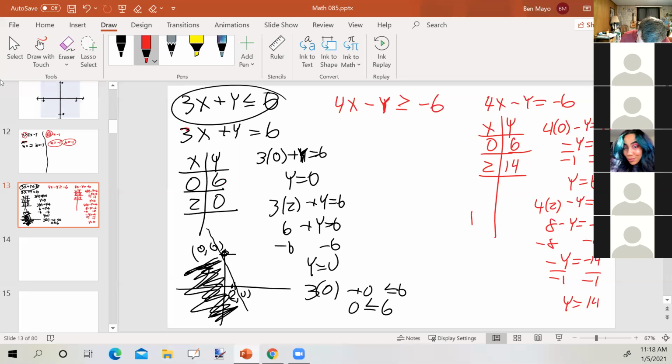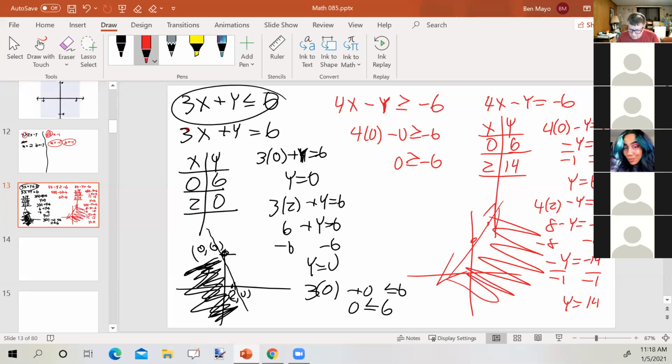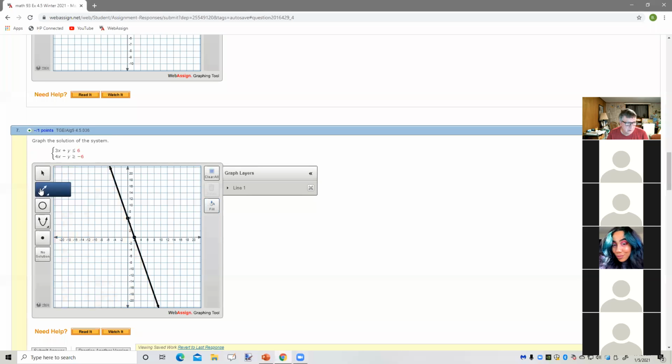If I were to graph 0, 6 and 2, 14, again, it'd be safe to say 0, 0 is not on the graph. But if I put 0, 0 in here, is 0 greater than or equal to -6? Yes. So this part is good. Now I'm going to plot a graph that goes through 0, 6 and 2, 14. It's a solid line because it includes the equals, and I'm going to shade below it. So make that blue. 0, 6 is right there, 2, 14 is right there. It's a solid line.